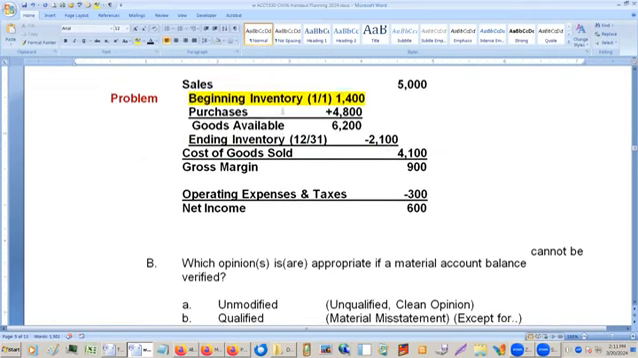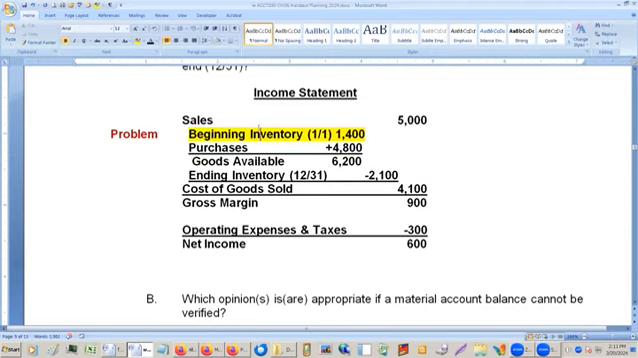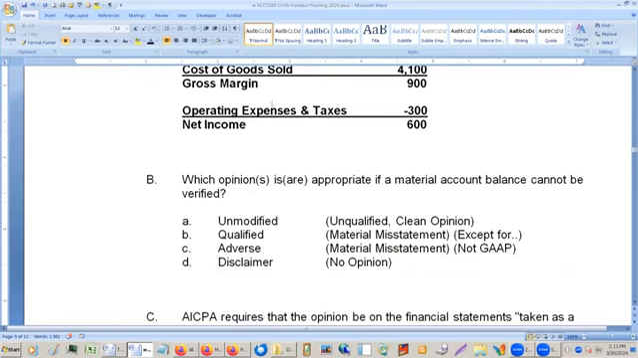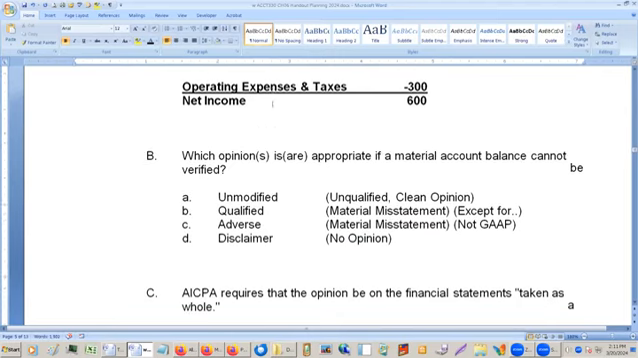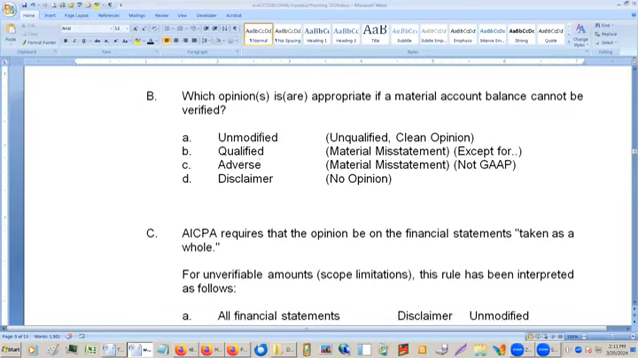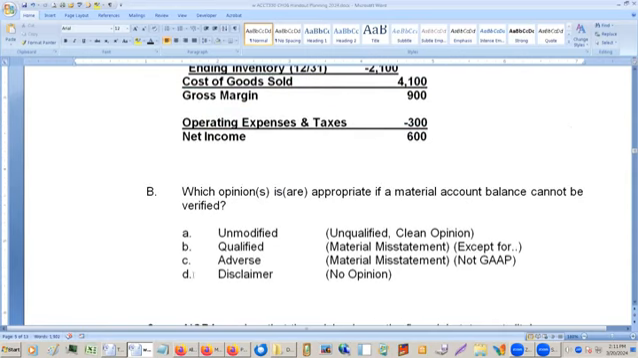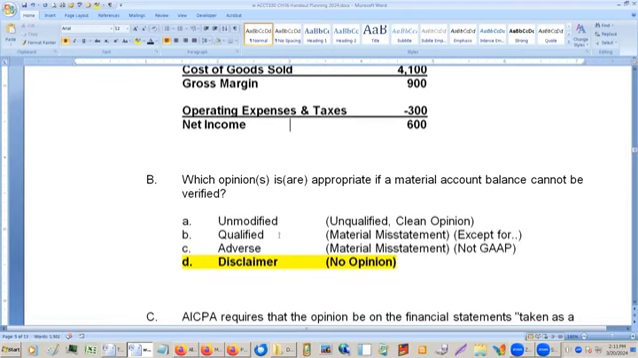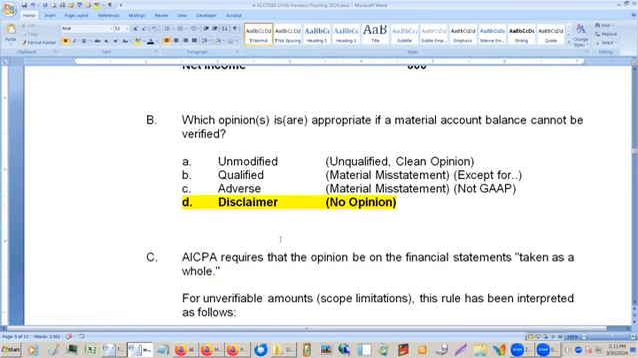Now, notice that you don't know if this is misstated or not, right? This beginning inventory might be right on, but you don't know that. You can't verify it. So which opinion would you do? You can put it in chat if you want. Is it adverse? Probably it would be a disclaimer. Yes. Adverse means that you know that something's wrong. This one you really don't know. It could be that the inventory is wrong, but it also could be that it's okay. So notice that there's a built-in problem for the first year of doing an audit.